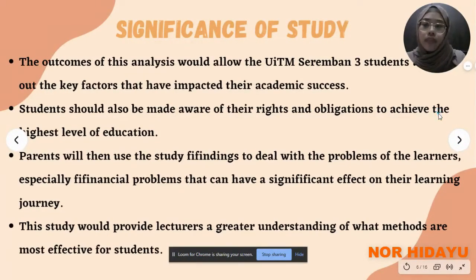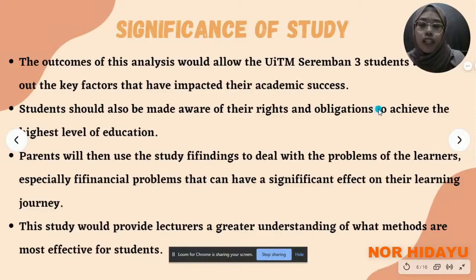Significance of study. The outcome of the analysis will allow the UiTM Seremban 3 students to find out the key factors that have impacted their academic success. Students should also be made aware of their right and obligation to achieve the highest level of education. Parents will then use the study findings to deal with the problems of the learners, especially financial problems that can have a significant effect on their learning.